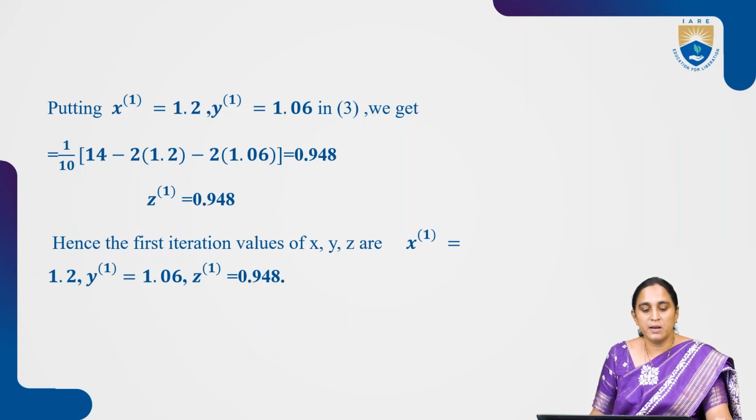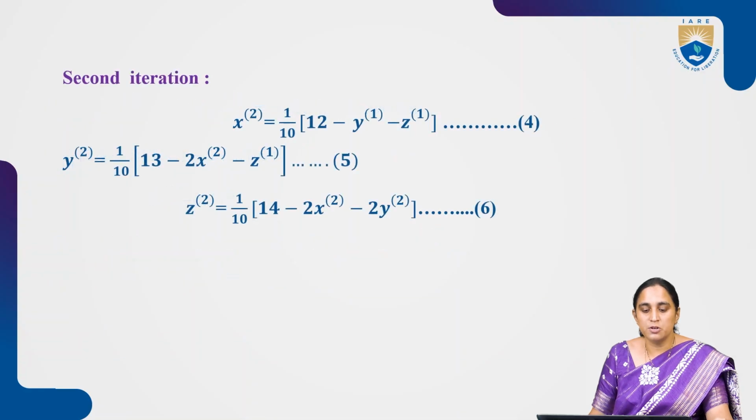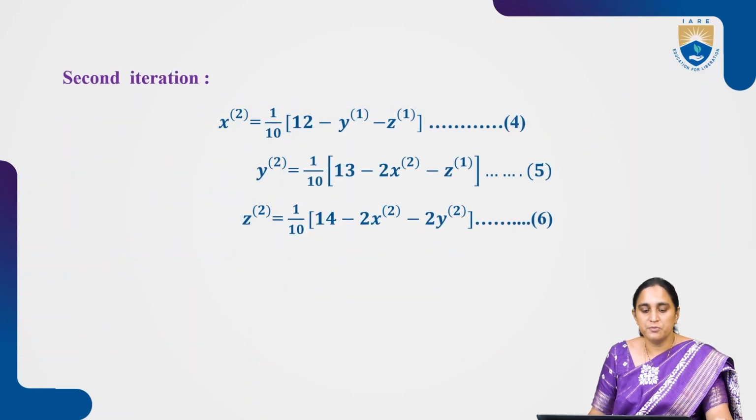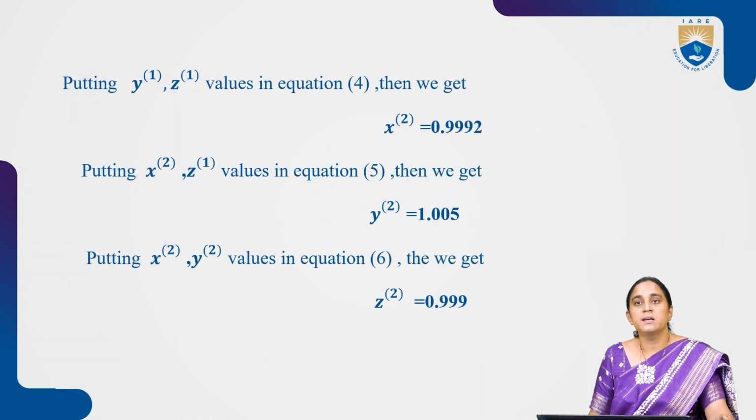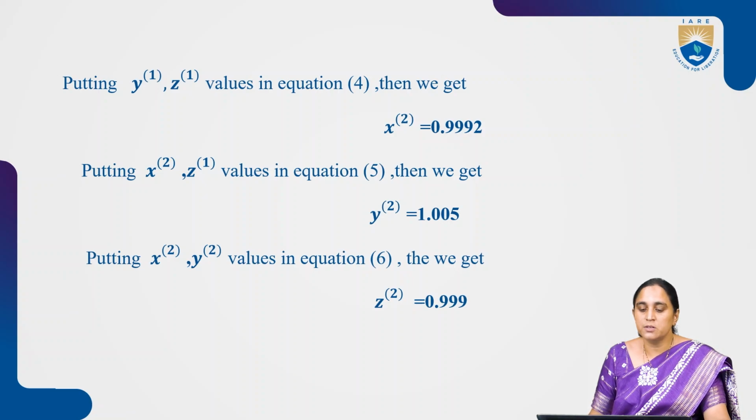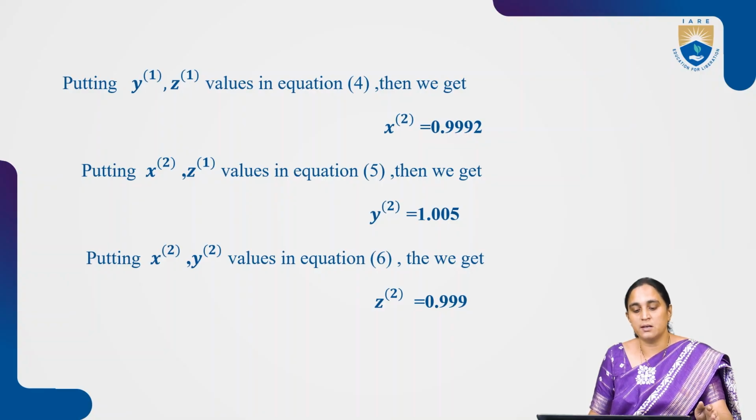If you substitute those values in the next, we get z power 1 as 0.948. Therefore, by using the first iteration values, we get the second iteration. That is, x power 2 is equal to 0.992, y power 2 is equal to 1.005 and z power 2 is equal to 0.999. Observe the initial, first and second iterations: if all values are the same, then we stop the procedure, or else continue the procedure.